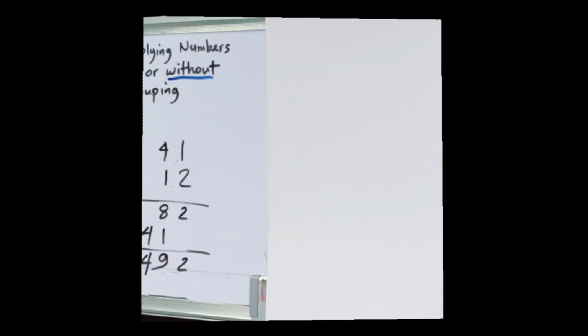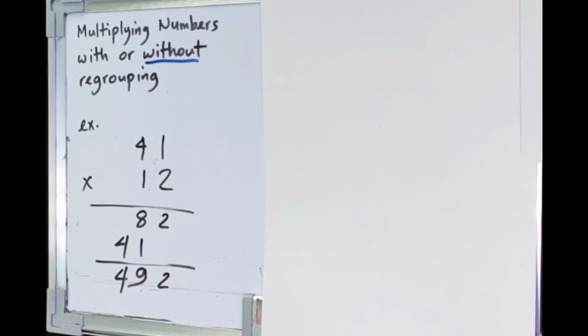Next, we multiply 2-digit numbers by 2-digit numbers. So for instance, 41 times 12. So we do the standard manner. We multiply each digit of the multiplicand by the multiplier. So we have 1 times 2, that's 2, 4 times 2, that's 8.